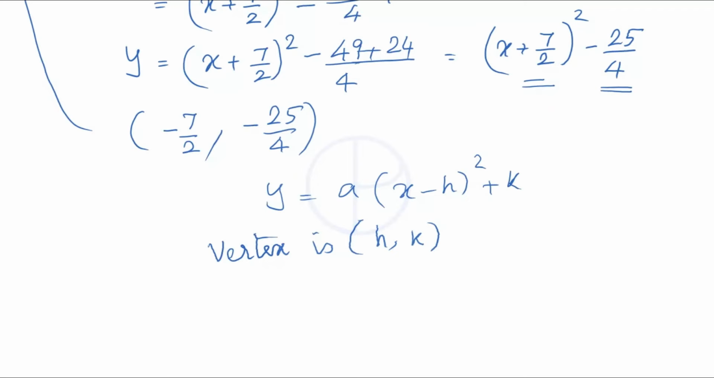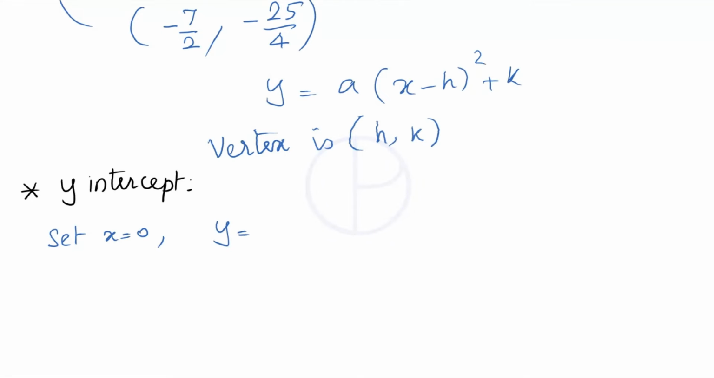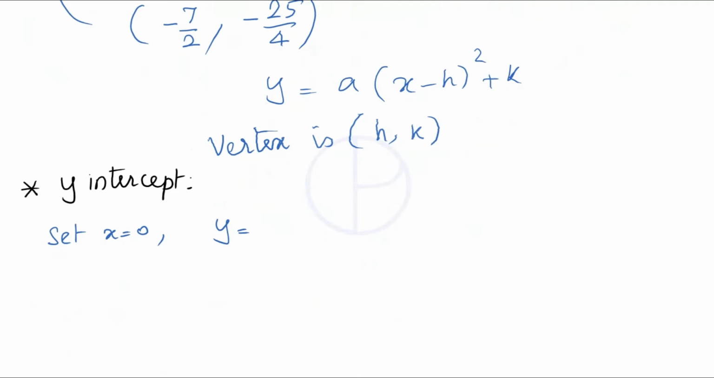Next, let's find the y-intercept. When x is 0, the curve intercepts the y-axis. So set the value of x as 0 to find the y-intercept. So y = 0² + 7 times 0 + 6 gives 6. Okay, so the y-intercept is (0, 6).